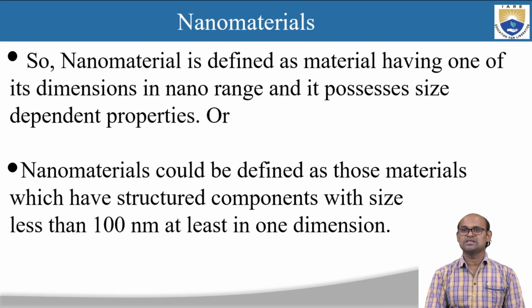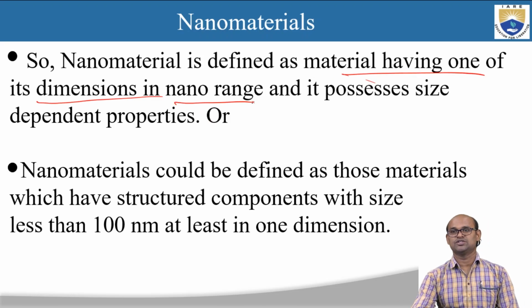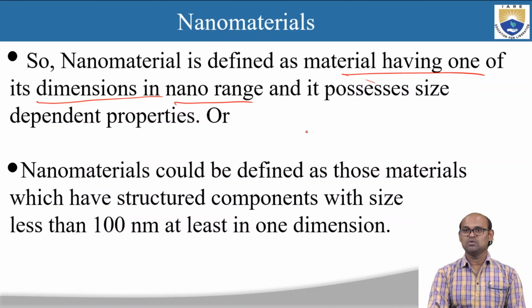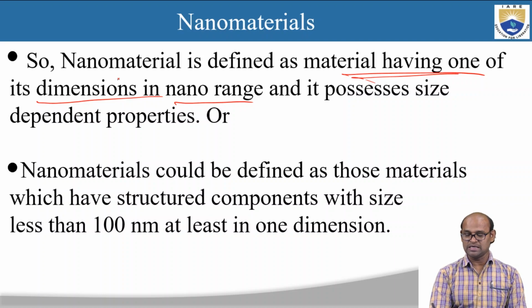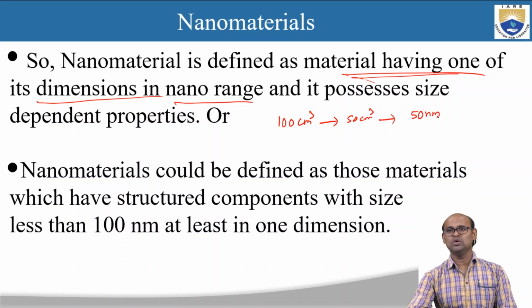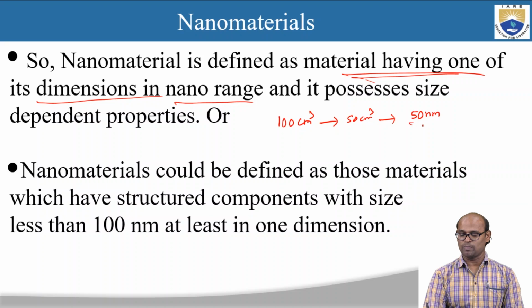So a nanomaterial is defined as a material having one of its dimensions in the nano range. As we divided this gold biscuit, which was around 100 centimeter cube, into halves and quarters, we found that when one of the dimensions of this material is in the nano range, that is, when we have gone down to 50 nanometers, only then various properties of the gold are changing.